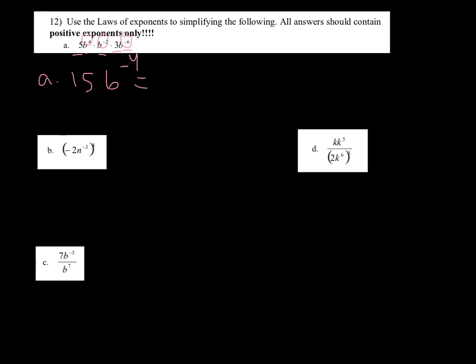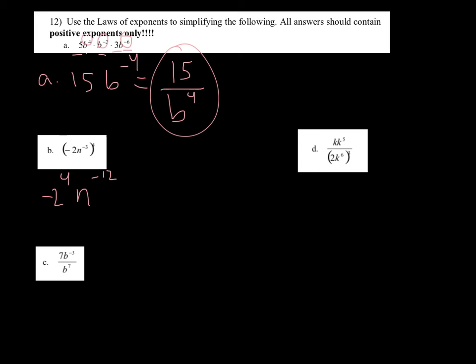And then we can't have a negative exponent, so now we have to evaluate this as 15 over b to the 4th. That's our final answer. On this next problem here, we have an exponent raised to an exponent, and 2 as an exponent too. It's -2 to the 1st. So that's going to give us -2 to the 1 times 4, which is 4, and then n to the -3 times 4, which is -12.